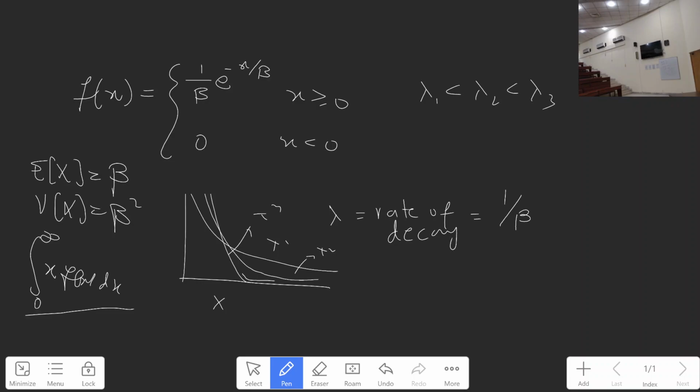Now, the exponential distribution has a relation to the Poisson distribution. Okay, in Poisson distribution, remember what were we doing? We were counting the number of events. Yes, but what if we were interested in finding the time duration between two events? That's also a random variable. The time duration between the first customer and the second customer and the third customer.